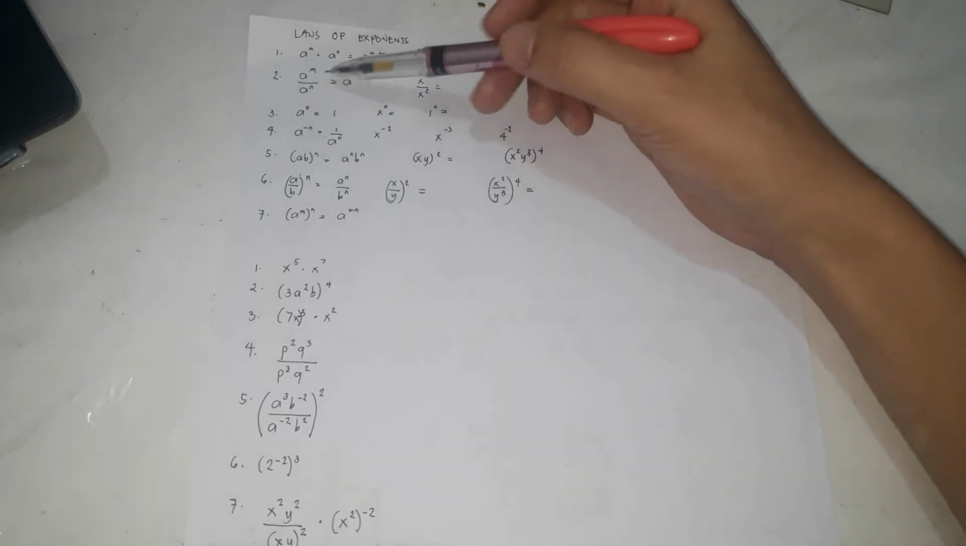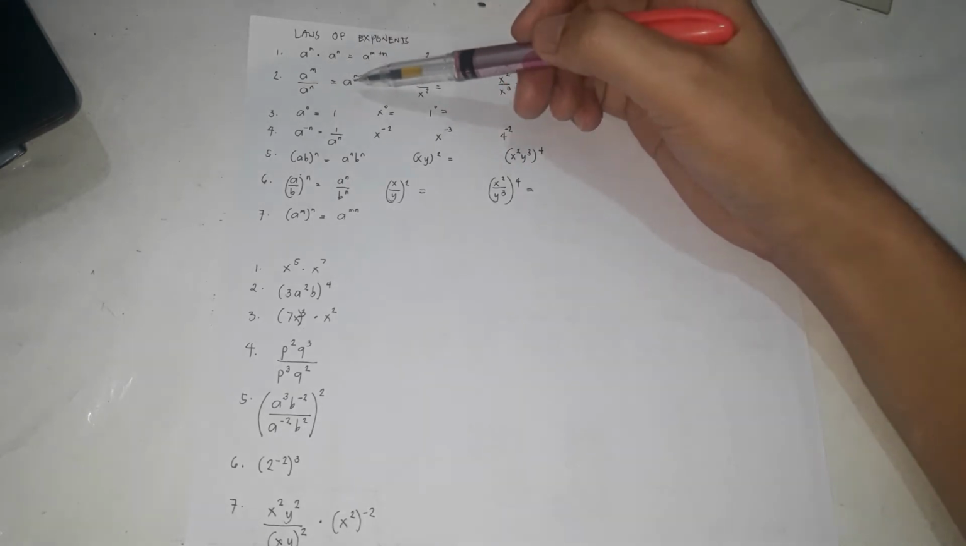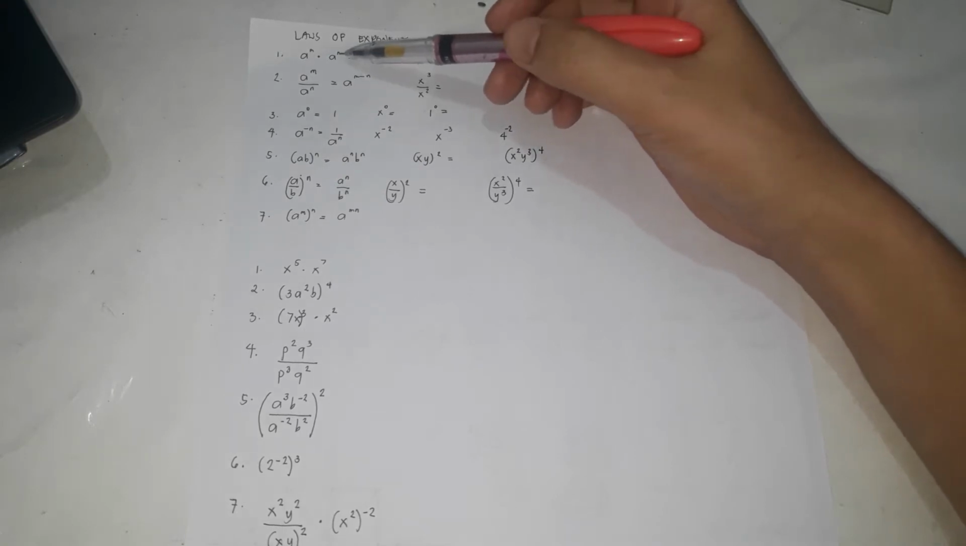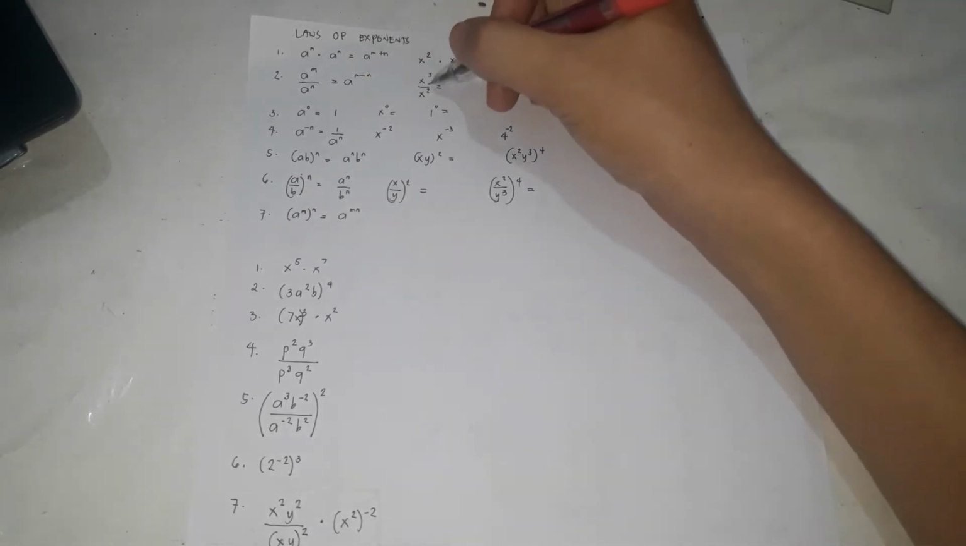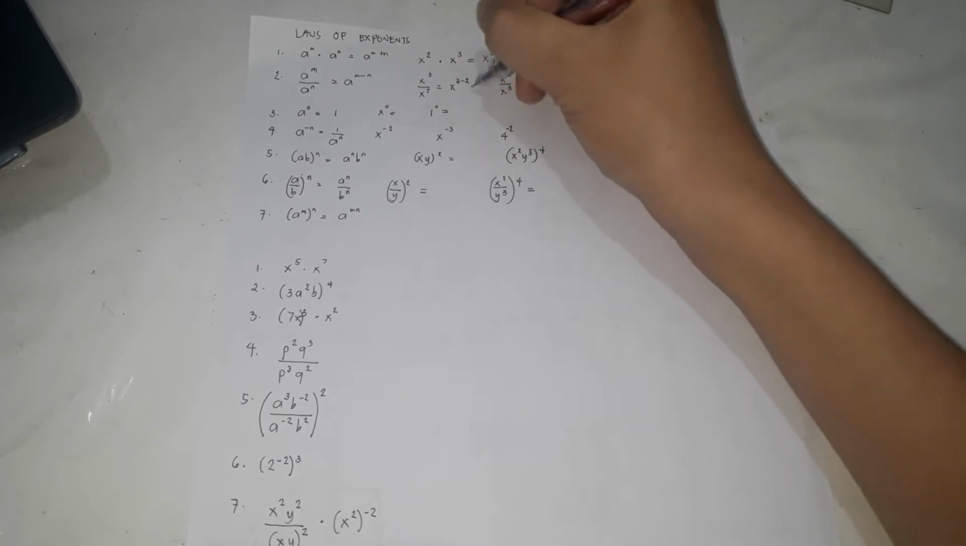Now, if it is division, a^m over a^n is equal to a^(m-n). So what you're going to do is subtract. If it is multiplication, add. If it is division, subtract. So x^3 over x^2 is x^(3-2), which is equal to x^1, or x. Next, x^2 over x^3 is x^(2-3). Always remember, kung anong nasa taas, yun siya ang mauna. So, 2 minus 3, that's negative 1.